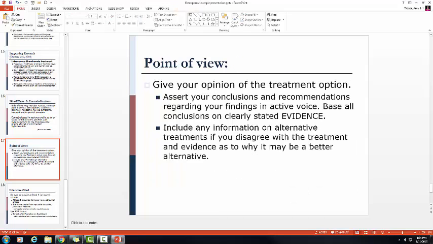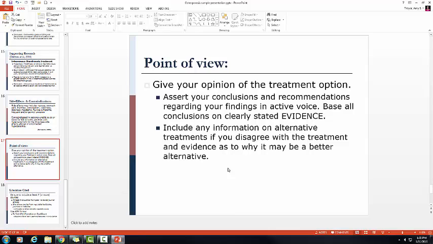Last but not least is the point of view slide. This is the big slide, and it's probably one of the hardest ones for people to wrap their brains around initially. But once you figure it out, I think you're going to find this to be really valuable. This is where I want you to tell me if you had this condition, or if a family member or a friend had this condition and they were given this treatment option, would you choose this treatment option or not?